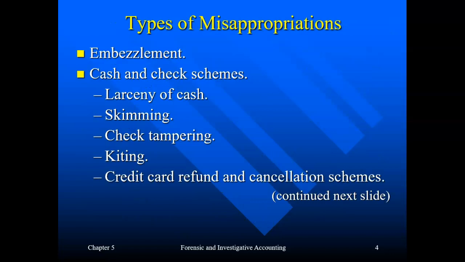Types of misappropriations. We're talking about theft here. So the first one, embezzlement. You've heard of that quite a bit over the years. People are stealing from the company, usually cash. It could be other property. The second one, some cash and check schemes. Larceny of cash is stealing cash after it's already into the business. Skimming is taking cash for yourself personally before it's recorded in the business. Check tampering: you have checks prepared and somehow you can later on change the payee. I've heard of people using erasable ink to do this.